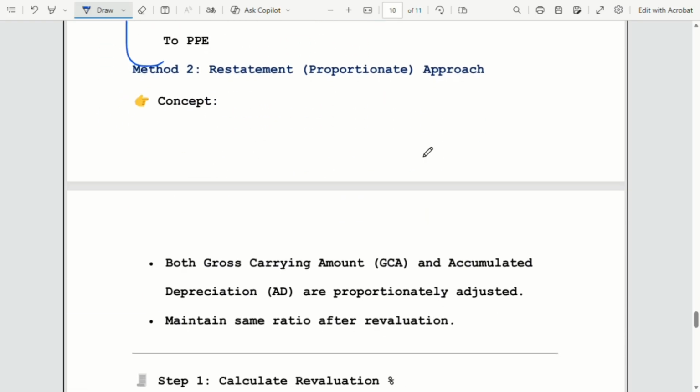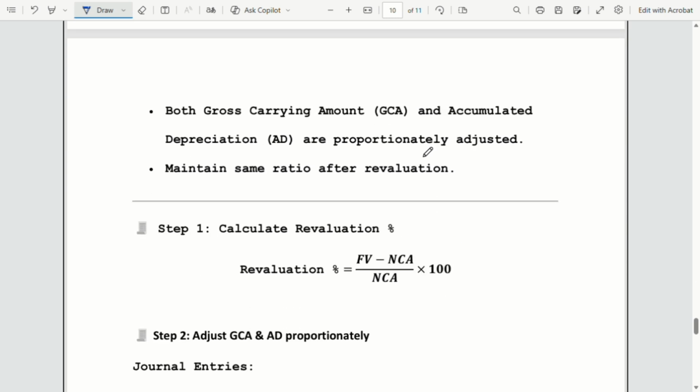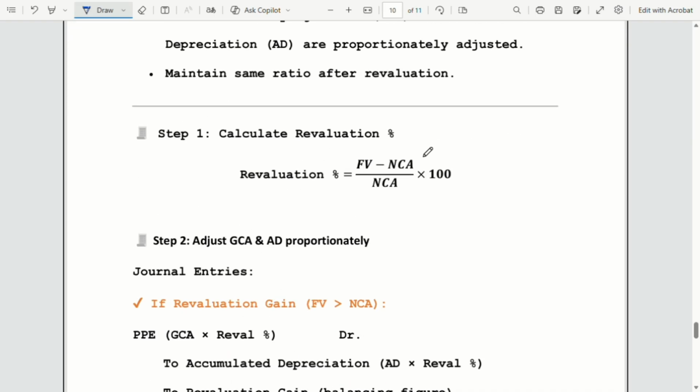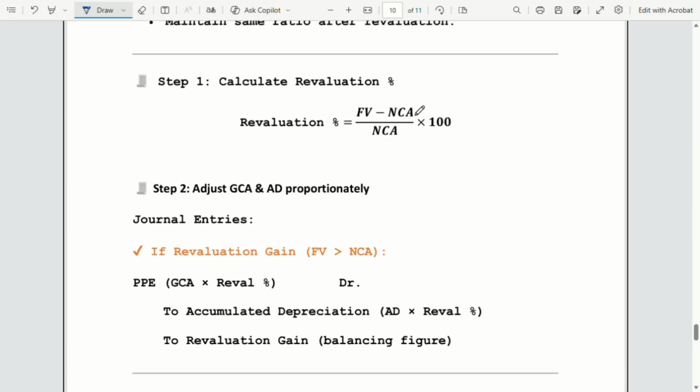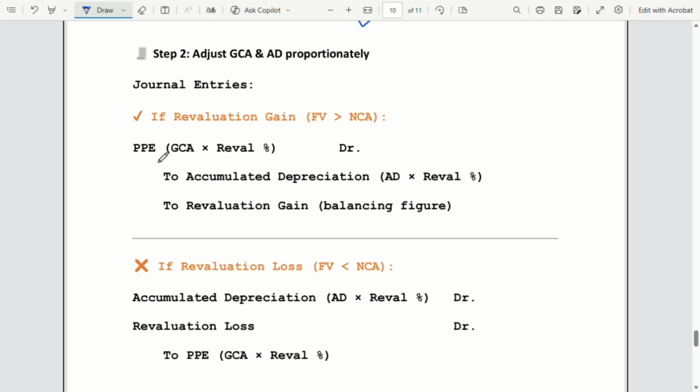In the restatement approach, we don't bring the net carrying amount by reducing the whole depreciation. What we do is we proportionately adjust the gross carrying amount and accumulated depreciation amount. How are we going to do this? First we calculate the percentage of revaluation. ठीक है कि नेट कैरिंग अमाउंट में कितना चेंज आया है फेयर वैल्यू से. So fair value minus net carrying amount will give the revaluation percentage, and this percentage we apply proportionately to PPE and accumulated depreciation altogether.